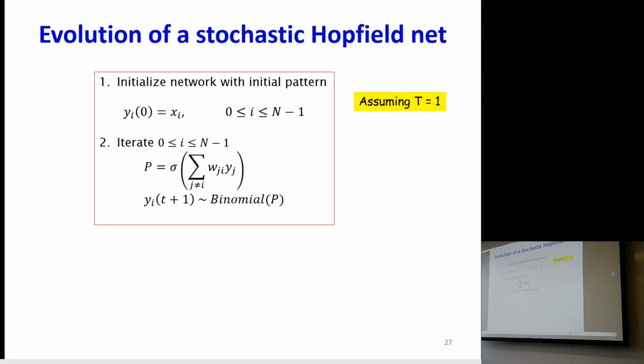So now this gives us a stochastic Hopfield network, where the evolution of the network is going to be like so. You compute the field at each point. I'm assuming T is 1 in this little algorithm, and each bit is flipped using a loaded coin whose probability of 1 is given by the logistic function.